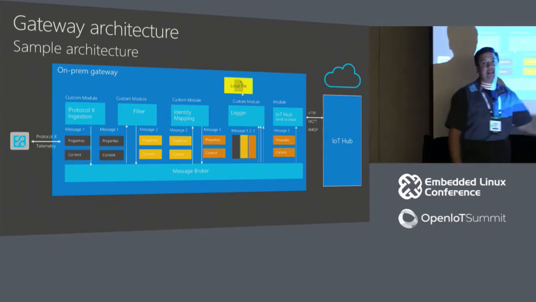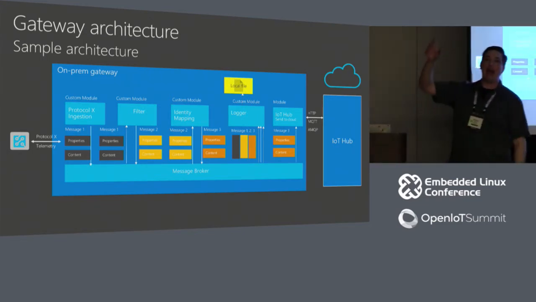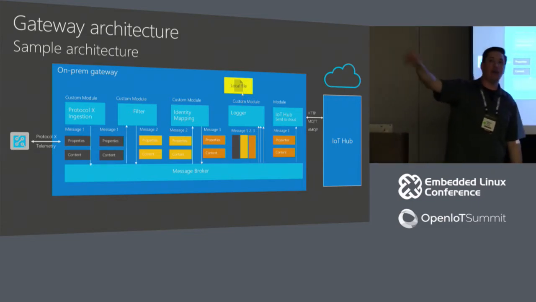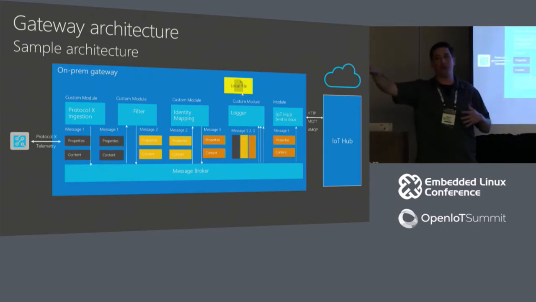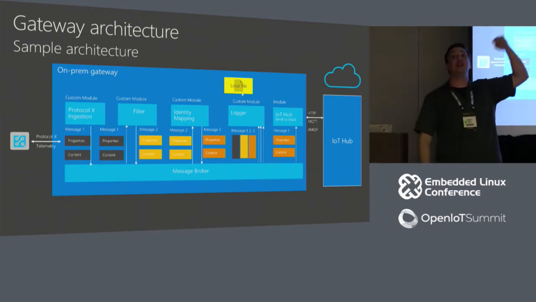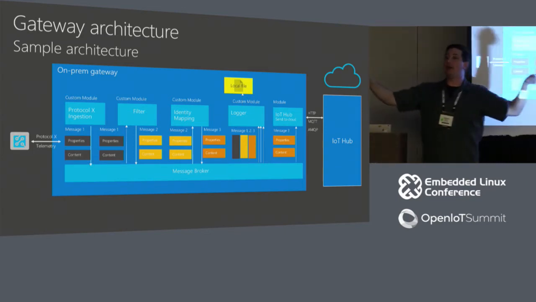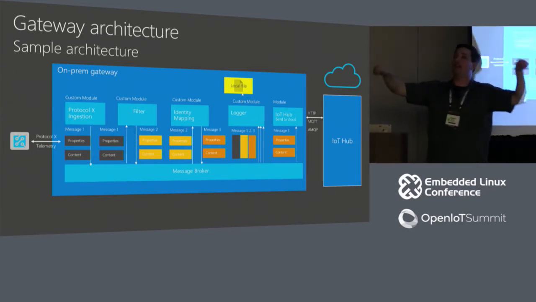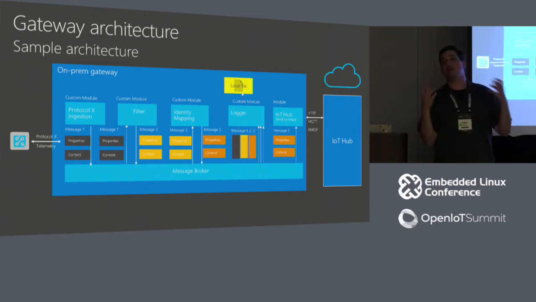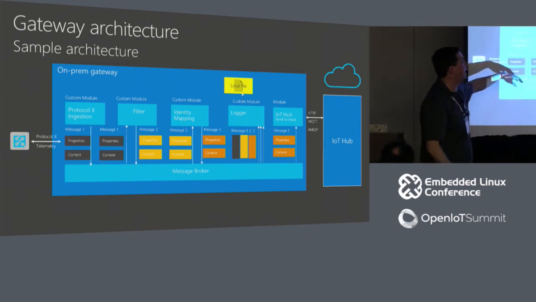We have modules around identity mapping that will allow you to map something like a MAC address of a network device that is in your field deployment to a logical device address that's attached to the cloud. That way we can create a pipeline of data from device all the way up to the cloud and be talking about the same consistent thing from the perspective of the gateway.